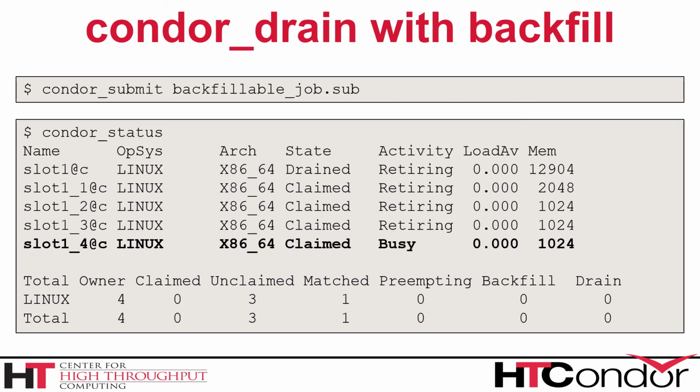In such a case, if you submit a job that matches those requirements, perhaps the requirement has some special custom ClassAd attribute to only match special backfillable jobs, condor_status will look like this. The P-slot is in the drained state. The draining D-slots are in the claimed retiring state, but the backfillable job is in the claimed busy state. This is the same state that a static slot would be when running a normal job. This is a really advanced kind of configuration when you want to keep your throughput as high as possible, but it is possible to backfill jobs in a draining machine in Condor.